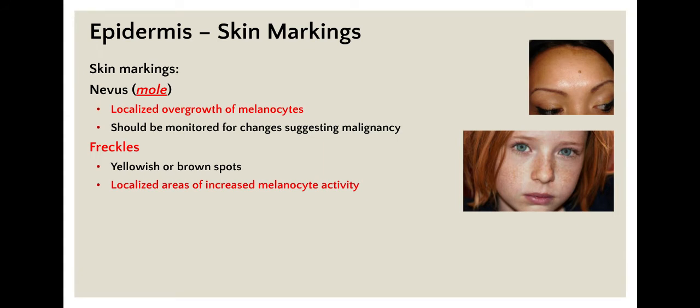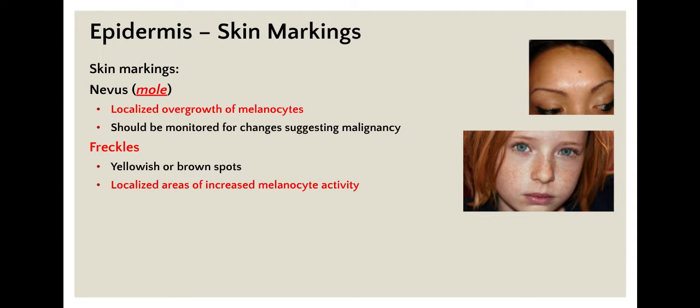When we talk about skin, we have to talk about some dermatology stuff. Dermatology is just the study of the skin, basically. And one thing that we would look for on the epidermis is skin markings. So we can have something called a nevus, that's otherwise known as a mole. And that's just a localized overgrowth of melanocytes. These are usually benign and everyone has them somewhere on their body, but they should be monitored for any changes, because changes in it can suggest that it has become malignant, cancerous.